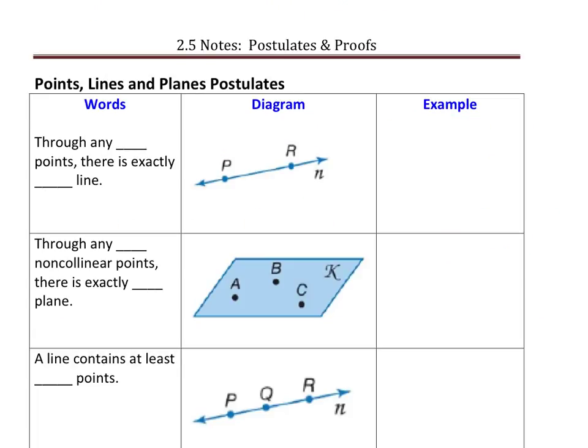In this diagram we have a line N with points P and R on line N. Through any two points there exists exactly one line. We could not find another way to draw another line between those two points. So here line N, shown in the diagram, is the only line through points P and R.